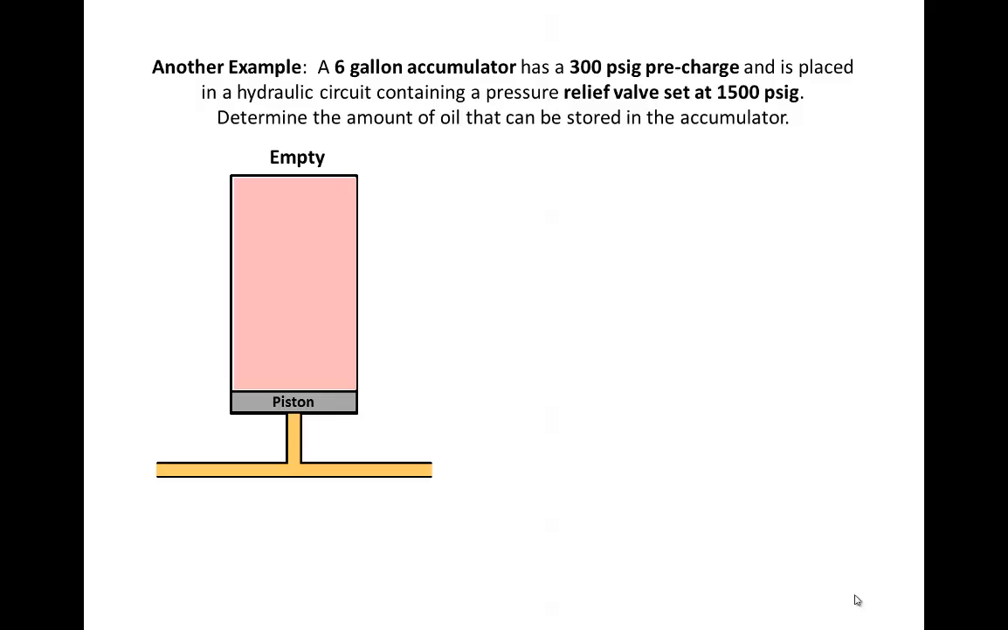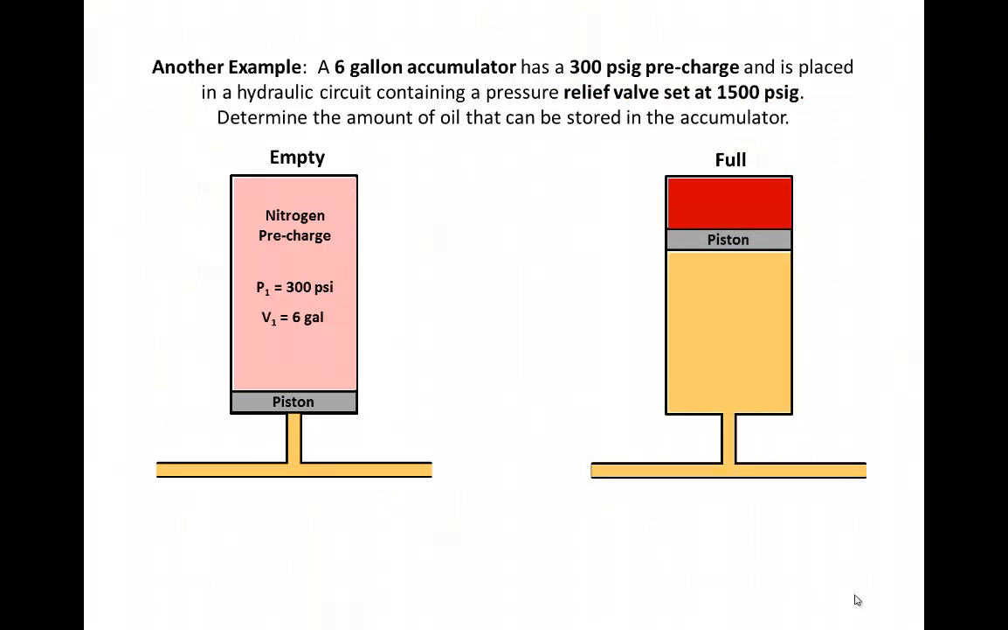Well, here's our empty accumulator. The 6 gallons is the total volume of this accumulator. It has a 300 psi pre-charge. It's a nitrogen pre-charge, so our P1 is 300 psi. It's placed in a circuit that contains a relief valve set at 1500 psi, so when this accumulator is completely full, the nitrogen will be pressurized to 1500 psi.